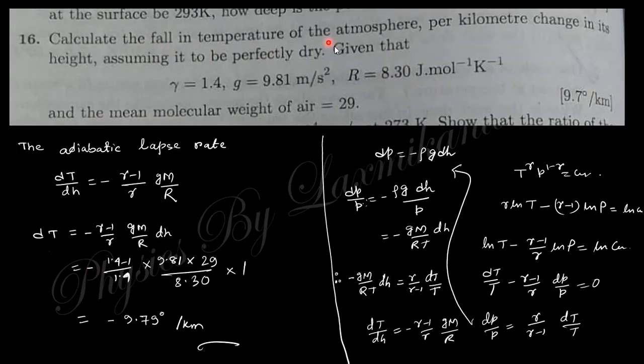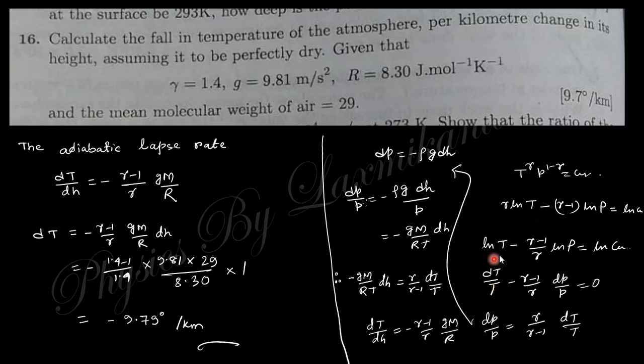Calculate the fall in temperature of the atmosphere per kilometer change in its height, assuming it to be perfectly dry, given that gamma is equal to like that, and the mean molecular weight is 29. So you know the adiabatic lapse rate equals like that. You can derive this expression. You know the relation between temperature and pressure for an adiabatic process equals like that. PV to the gamma equals constant. You can rearrange this equation, right? If you take the logarithm on both sides, you will get this one.